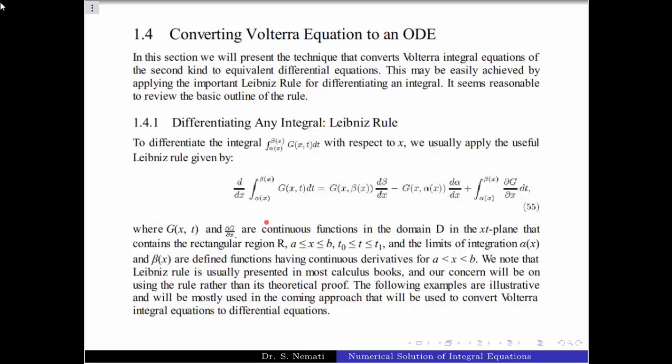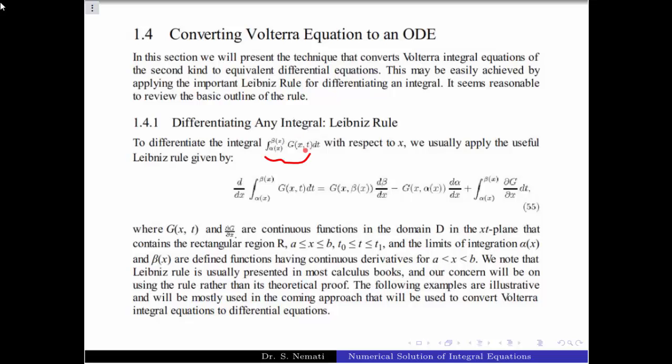We need a very important formula, which is known as Leibniz rule. Using this formula, we will learn how we can take derivative from an integral. For example, to differentiate the integral of g of x, t with respect to the variable t from alpha of x to beta of x with respect to x. So here, let me mark it here.